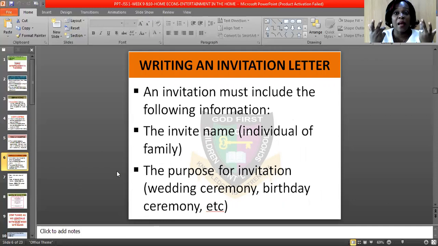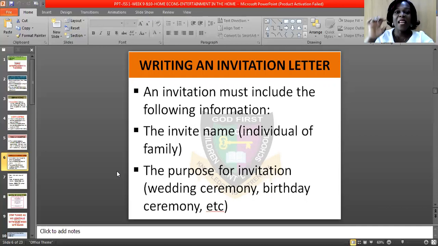We do celebrate our birthday party, isn't it? Yes, we do celebrate other things, even wedding ceremony, we do celebrate them. But the one that is common among us is birthday party, isn't it? Now, let's assume that you want to do it in a big way, that you have to print an invitation. How do you go about writing your invitation letter?